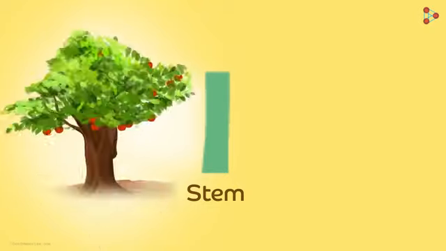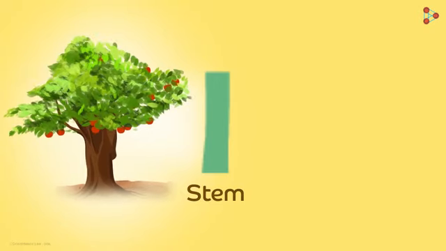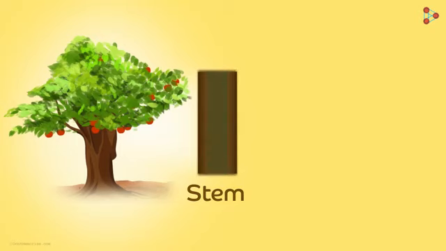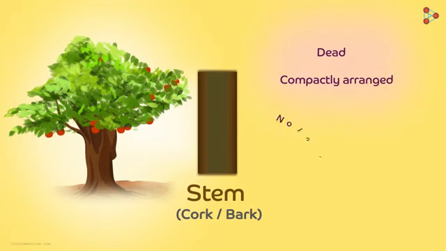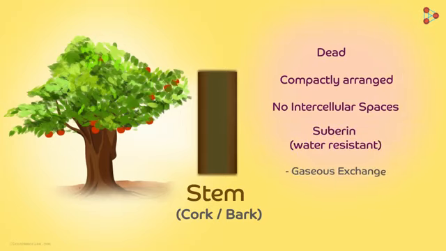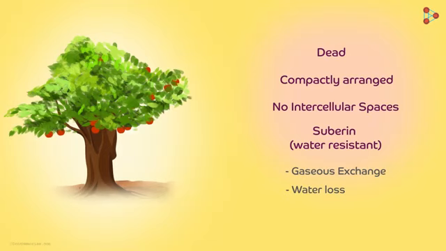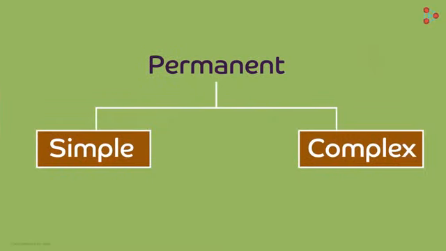In plants which are much older, the epidermis is replaced by secondary meristem, which we usually refer to as the thick cork or simply the bark. Cells of these layers are dead and compactly arranged without intercellular spaces. Also, we find deposits of suberin, which regulates gaseous exchange and water loss. Well, this video gave you a brief idea about epidermis. Now let's move ahead and describe complex permanent tissues in the next lesson.